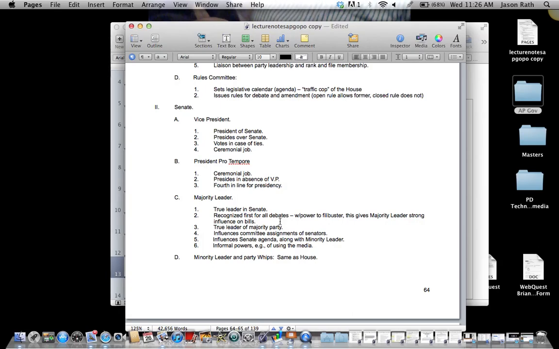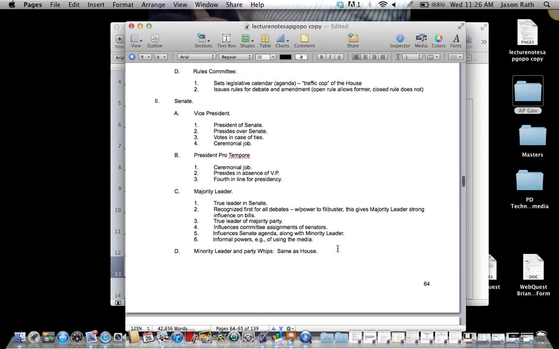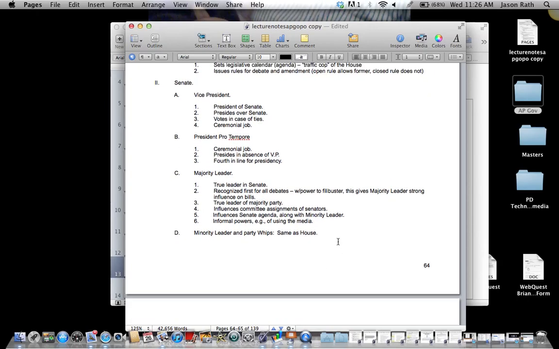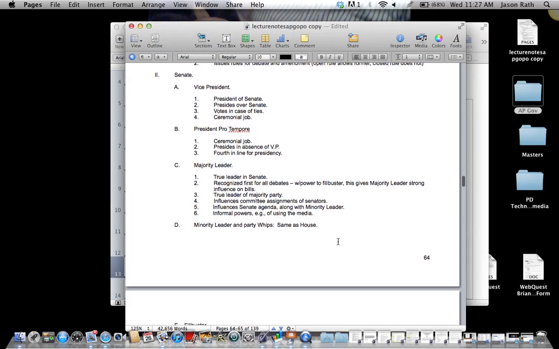Very strong. I'd put a star next to number 2 in your notes, or whatever you put that in your notes. Put a star there. True leader of the majority party, influences committee assignments for senators. Again, very important, because that's where the true work of Congress is. Influences the Senate's agenda along with the minority leader, and has formal powers of using the media.